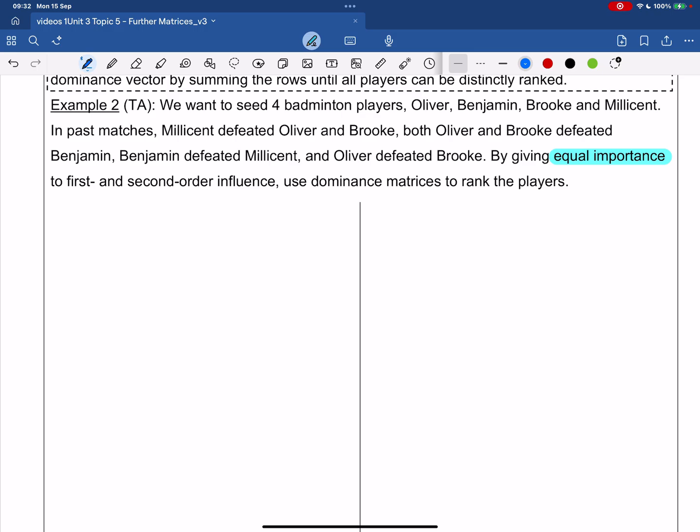Okay, it says we want to seed 4 badminton players, Oliver, Benjamin, Brooke and Millicent. In past matches, Millicent defeated Oliver and Brooke. Both Oliver and Brooke defeated Benjamin. Benjamin defeated Millicent and Oliver defeated Brooke. By giving equal importance to first and second order influence, use dominance matrices to rank the players.